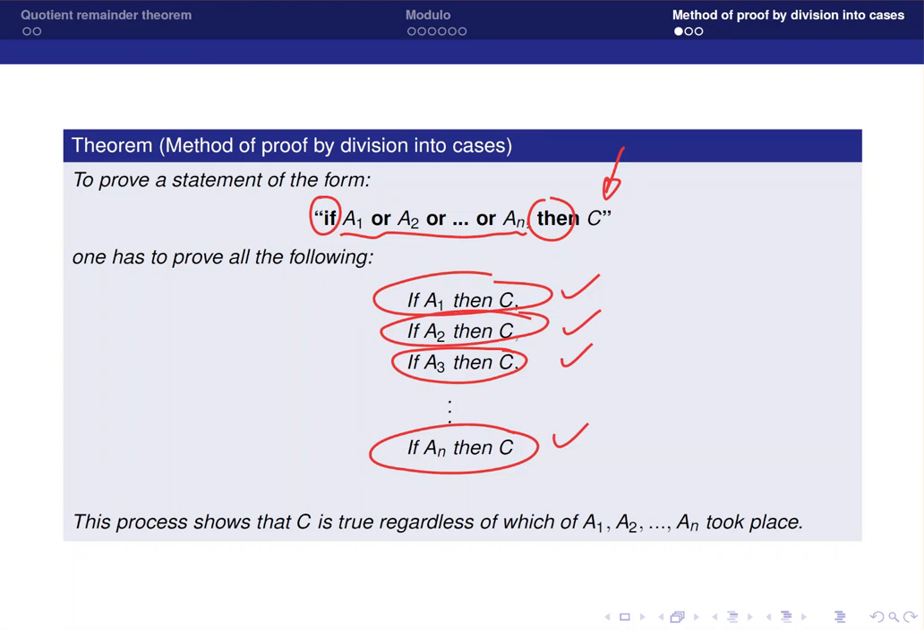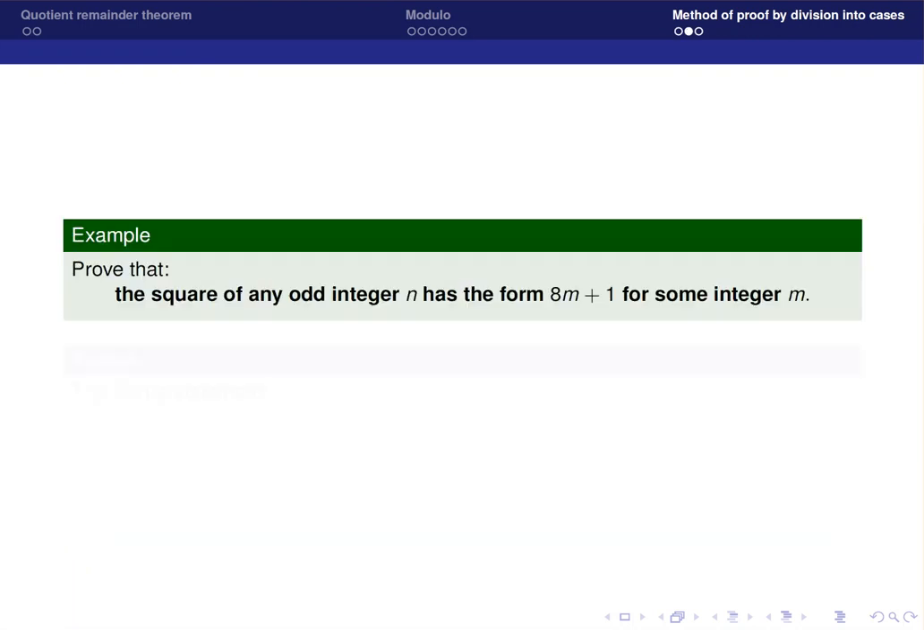So let's take a look at an actual example. It says, prove that the square of any odd integer, n, has the form 8m plus 1 for some integer m. How would you go about proving this? If you thought to yourself, I'm going to start with an integer that is odd, then you could start with 2k plus 1, for example, and you want to prove that the square of it has the form of 8m plus 1. You might be tempted to square this, which would be fine.